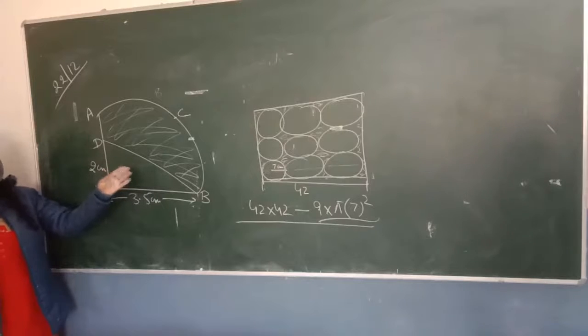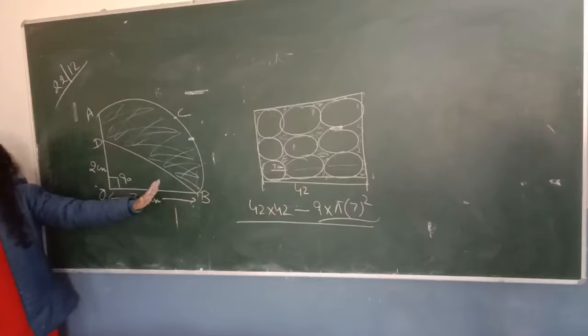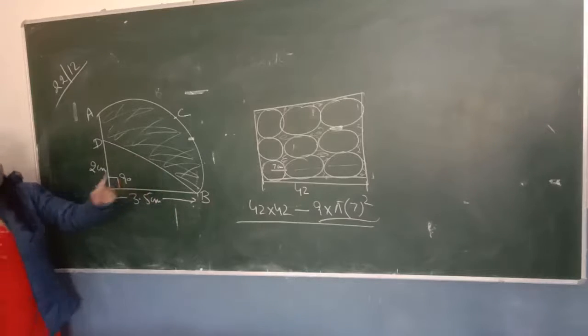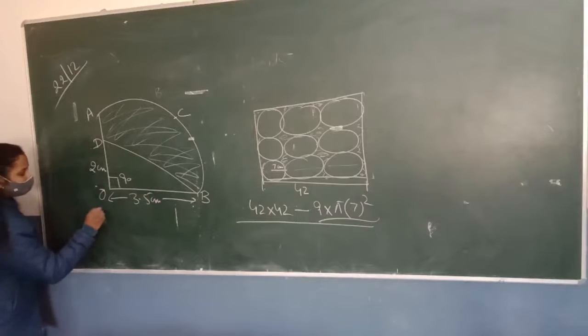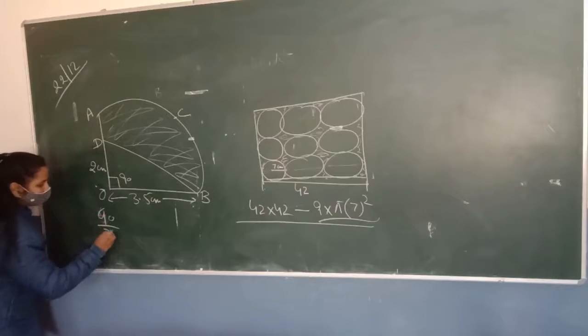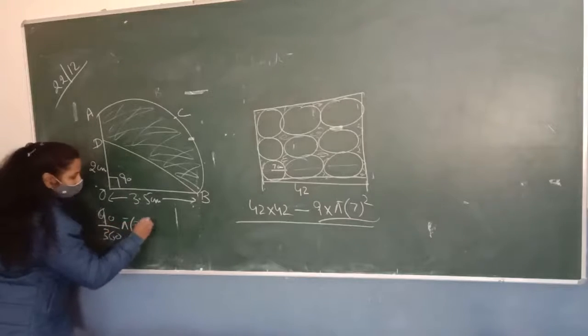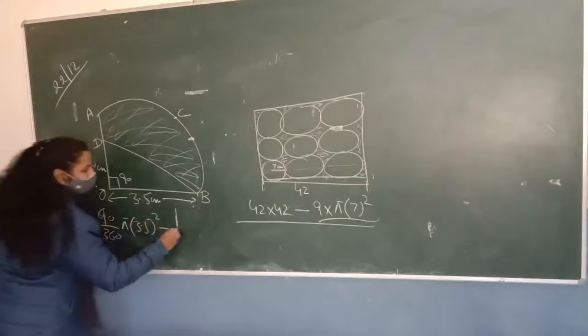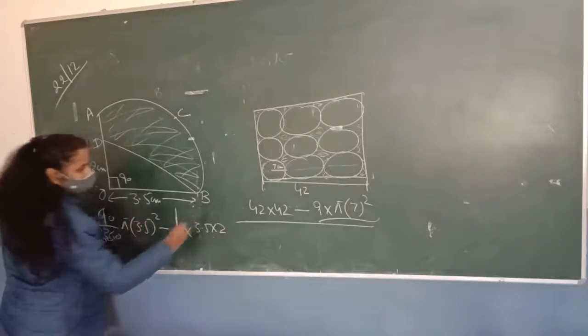Okay, good. So we subtract the area of the triangle from the quadrant, and we can find the area of the shaded portion. So area of the quadrant is theta upon 360 pi r square minus the area of the triangle, that is 1 upon 2 into base into height.